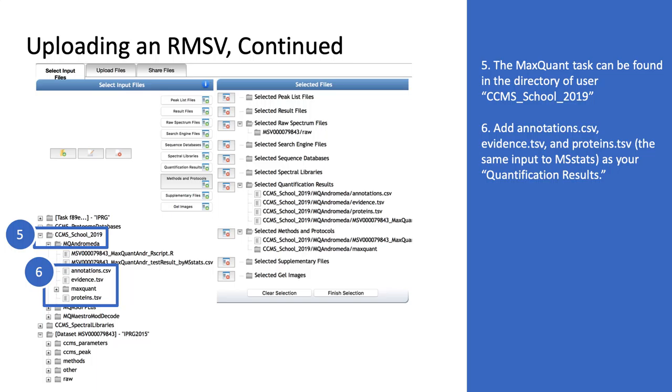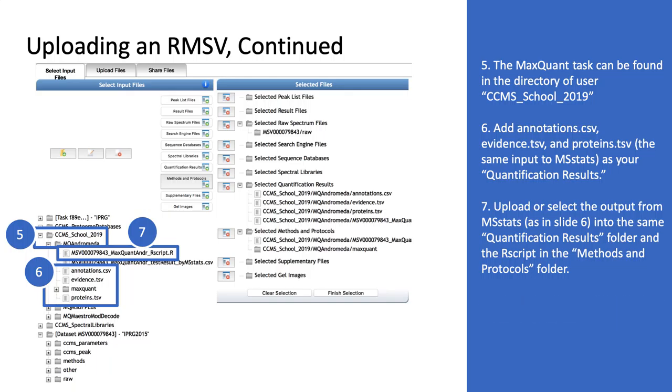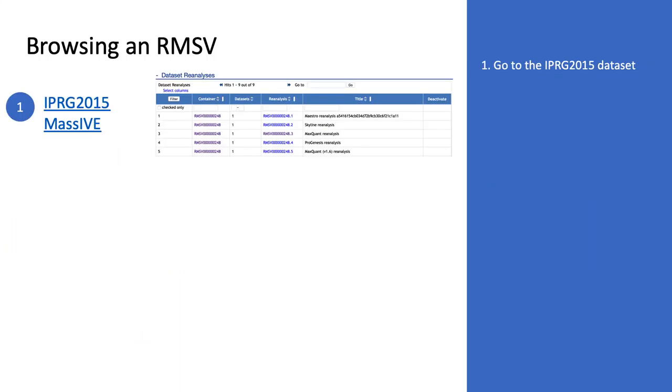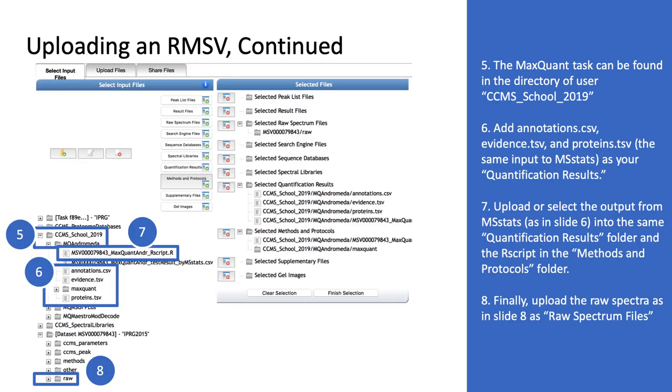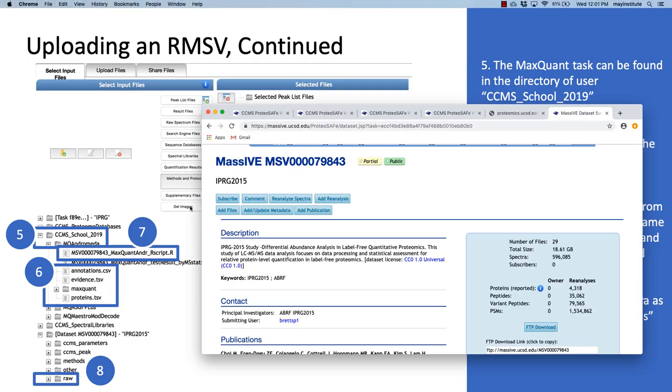So anyone not seeing this? All right, everyone there? Yeah. All right, so if we're there, just click Finish to close this window. We're done with that. And now, if you go back to the RMSV page, so down here, Added Reanalysis.